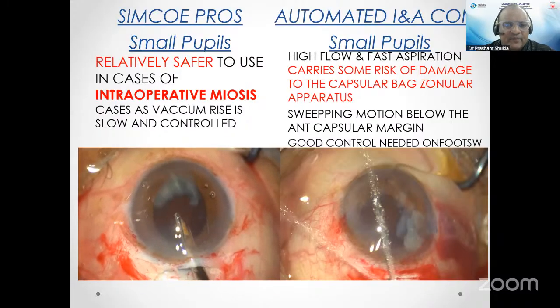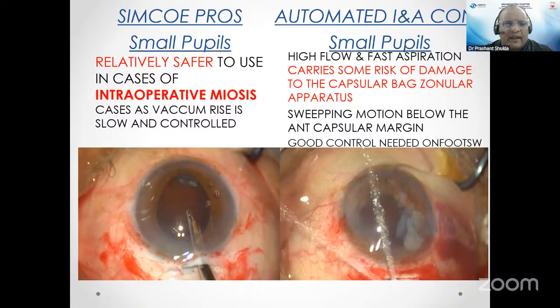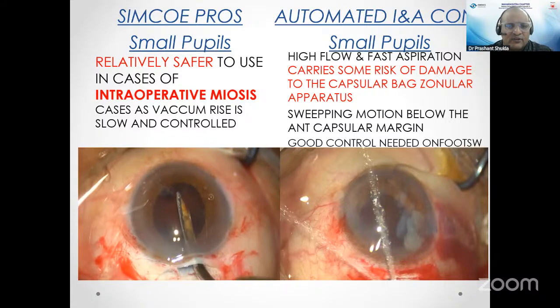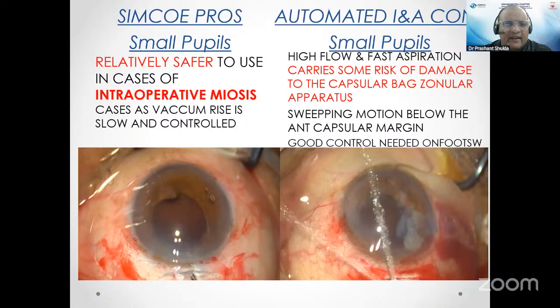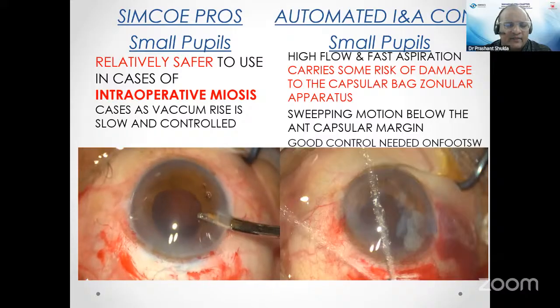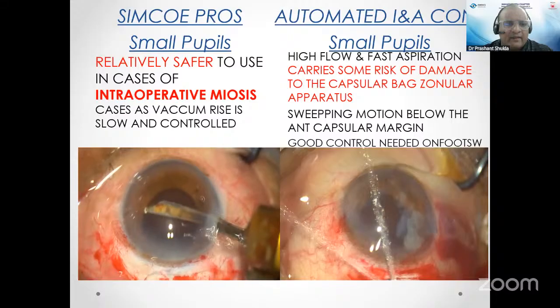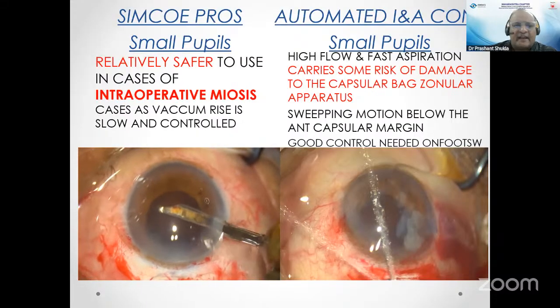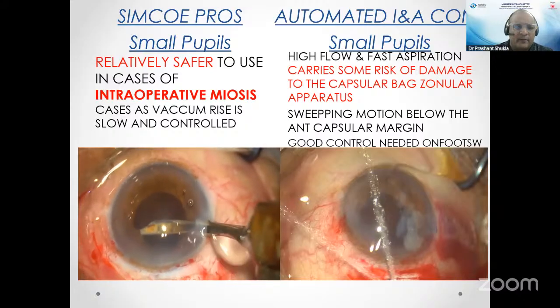So in this case, first the loosened out cortex and epinucleus is just removed using the water jet of the Simcoe cannula. And then from the main port, first I'm going to try and remove this cortex at 6 o'clock. With controlled aspiration, one can see we can remove as much of the cortex, even with a pupil size of about 3 to 3.5 millimeters. And there are very less chances of catching the anterior capsular margin because the vacuum is very controlled.